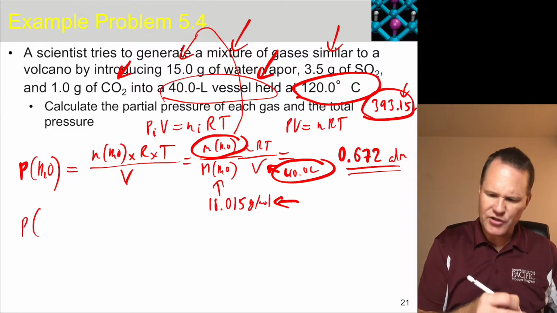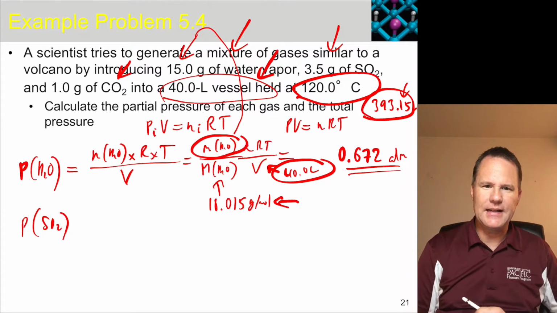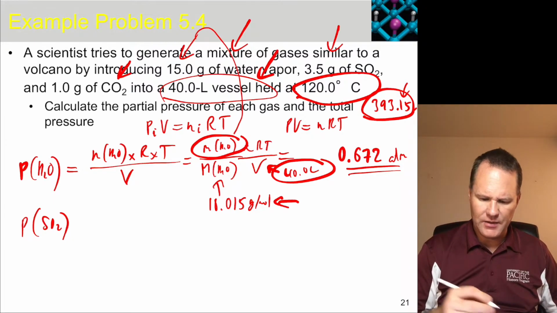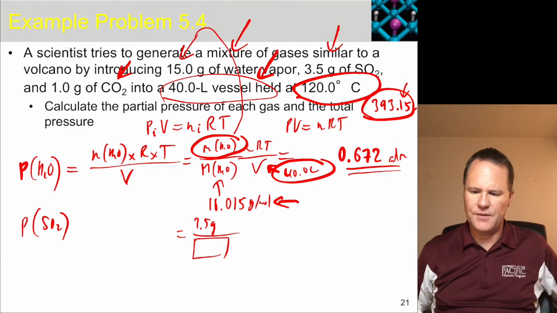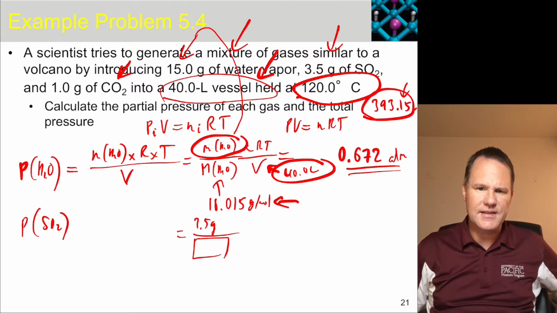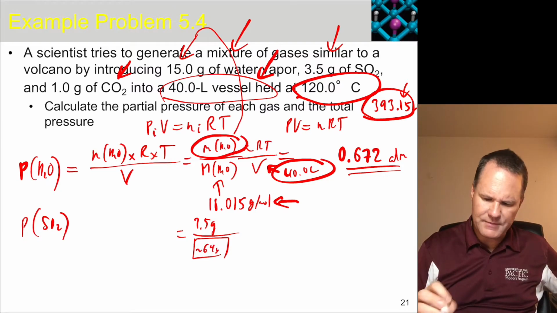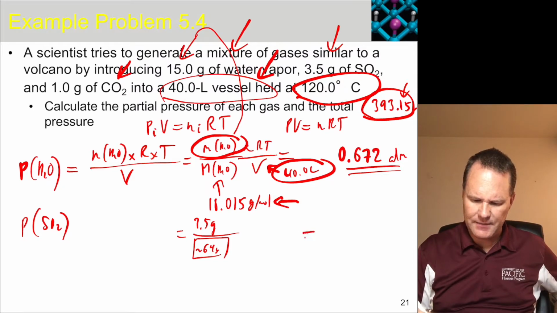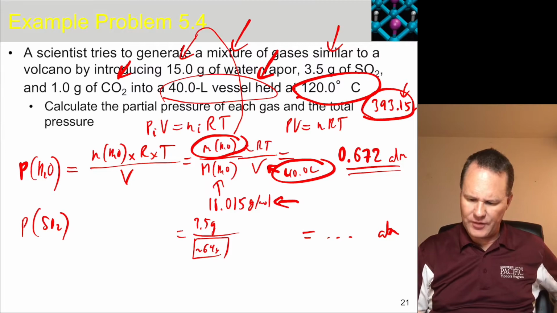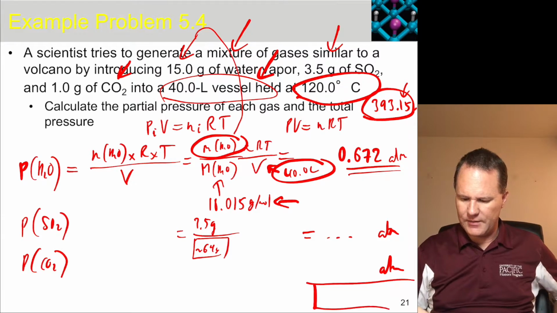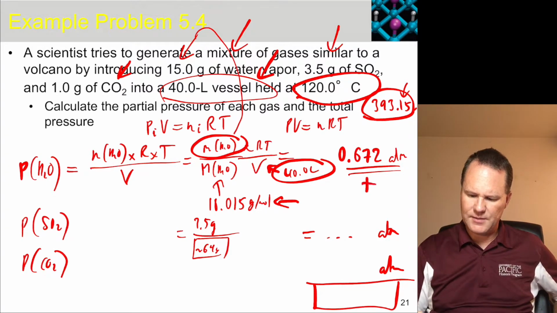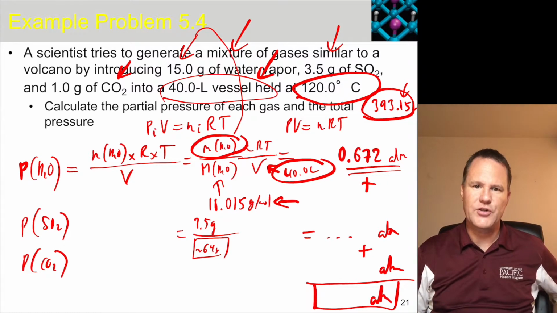So the partial pressure of the SO2 would be done exactly the same way, except that you have the 3.5 grams here divided by the molar mass of the SO2, and that is roughly 64 grams. RT over V is exactly the same, and that would give you the partial pressure of that, also in atmospheres. And then you do the same thing for CO2, the partial pressure of CO2, but of course I get bored easily, so I will not actually do that. And then you add up the atmospheres, so this plus that will give you the total pressure in atmospheres.